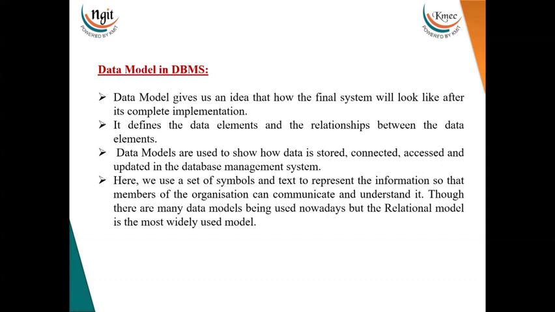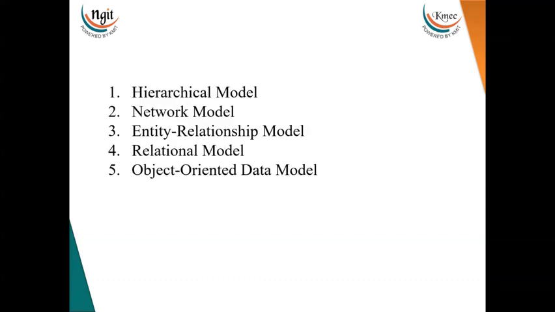database management system. In this data model, we use different kinds of symbols and text to represent the data. So we will be able to show the communication from one data element to the other, and what are the set of data items available in each tabular format. We have different types of data models available as part of DBMS. The first one is the hierarchical data model, then the network data model, entity relationship model, relational model, and object-oriented data model. All these 5 data models are very popular.